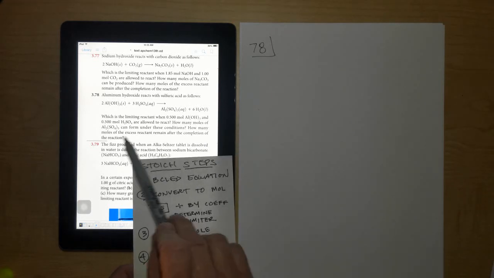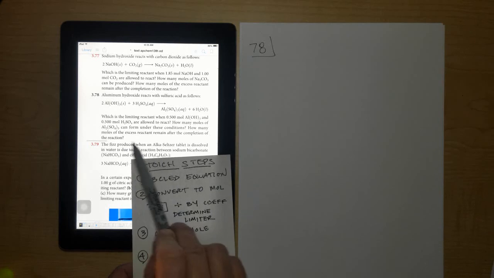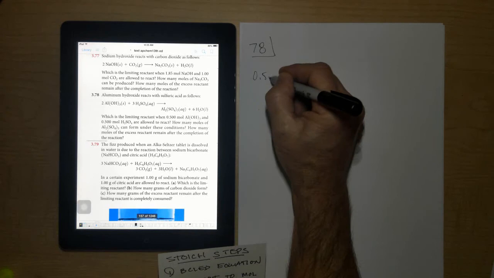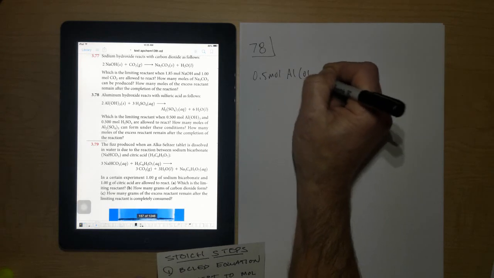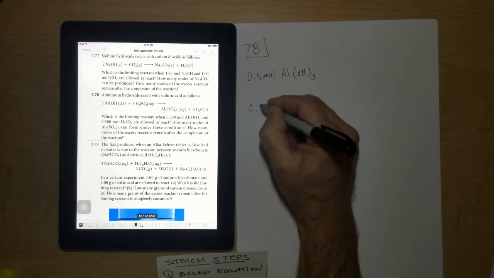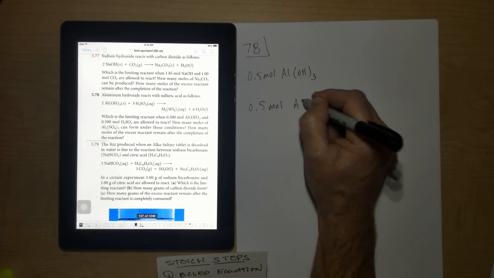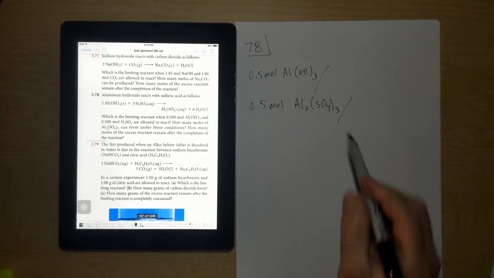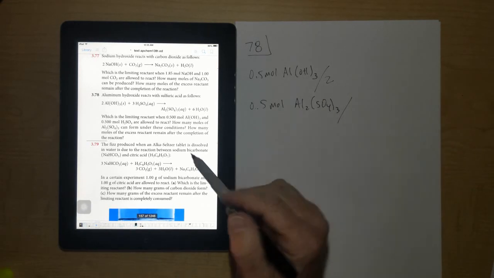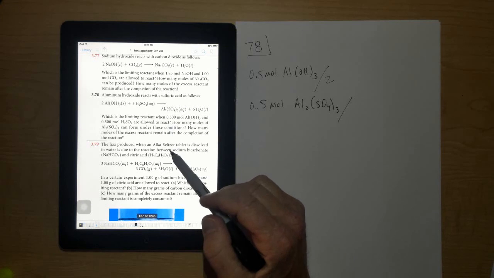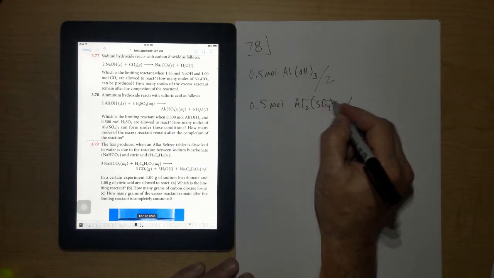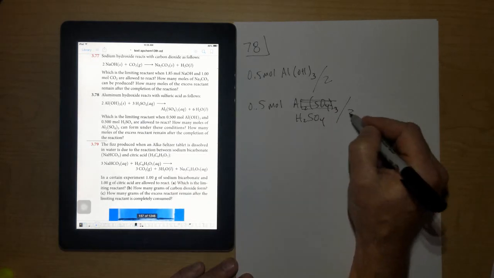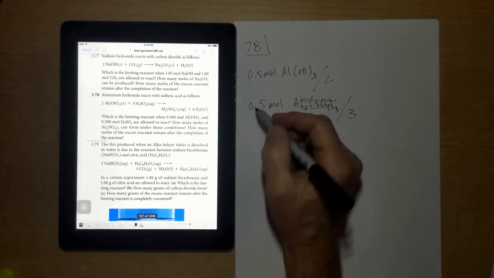And then how many moles of this can form under these conditions, and how many moles of the excess remain at the end. So 0.5 moles Al(OH)3, and then 0.5 moles of the Al2(SO4)3 divided by the coefficient. This one's a 2. This one is a, whoops, I wrote this wrong. 0.5 moles of H2SO4. Sorry, I was looking ahead. H2SO4 is a 3. Now you can tell which one's going to be the smallest, right?